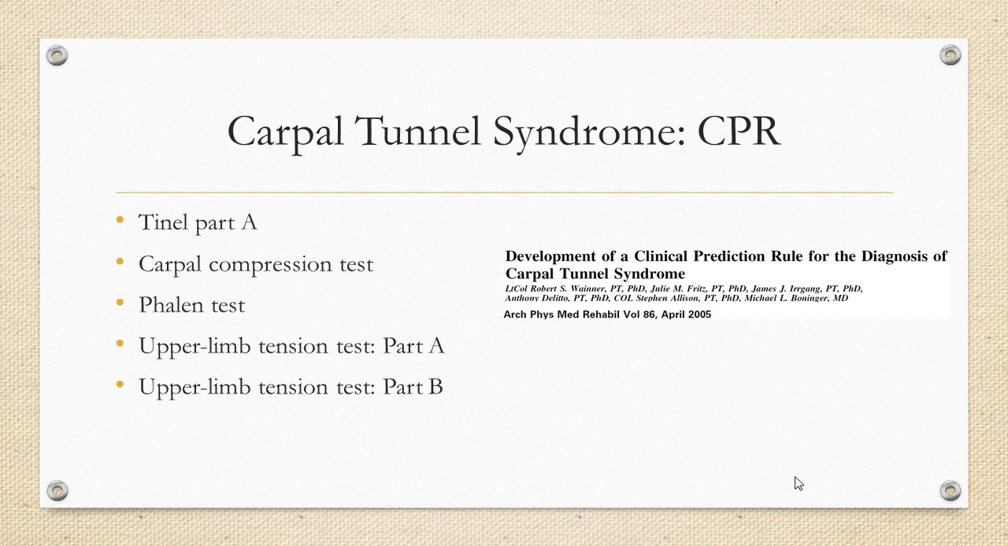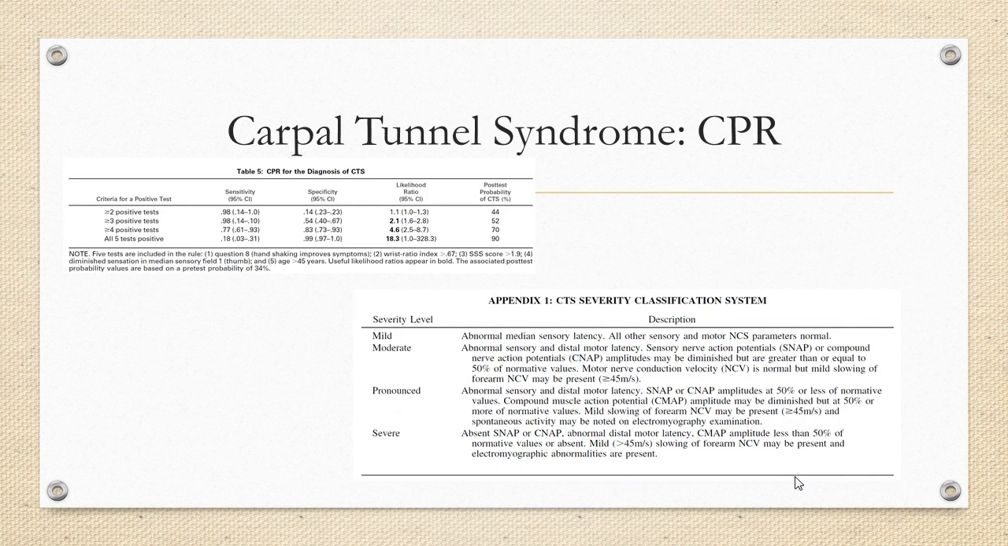A symptom severity score of greater than 1.9, diminished sensation in the median nerve sensory field, and an age greater than 45 years old. So when all the data was crunched, if you have 4 or more positives, you have a likelihood ratio of 4.6. If all 5 tests are positive, you have a likelihood ratio of 18.3.